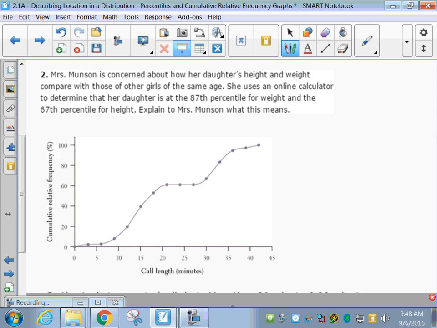Who can tell me what the weight part means? Raise your hand. Somebody who can tell me. Taylor. That is right. She weighs more than 87% of girls her age. But she's also taller than 67% of girls her age. So usually those go together. All right.